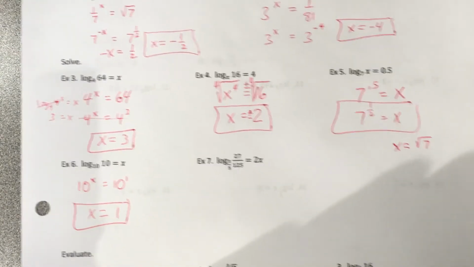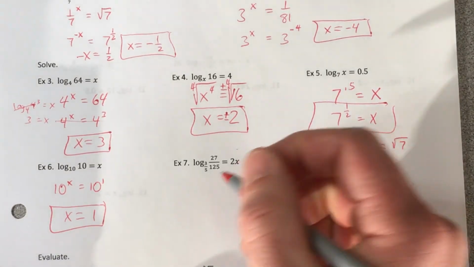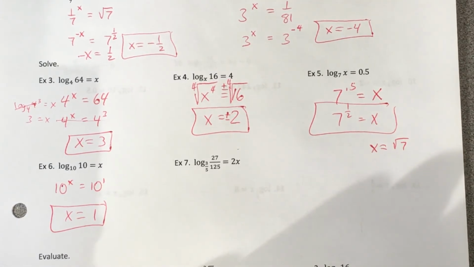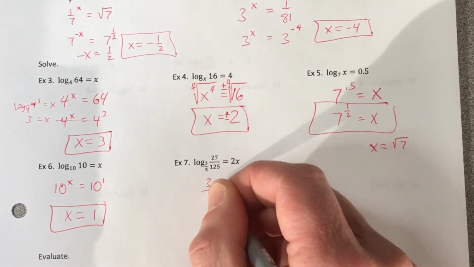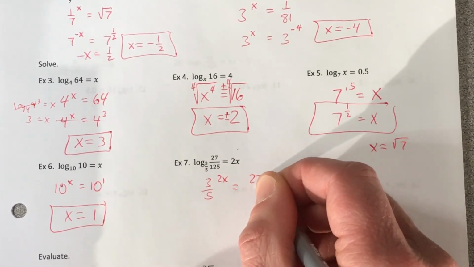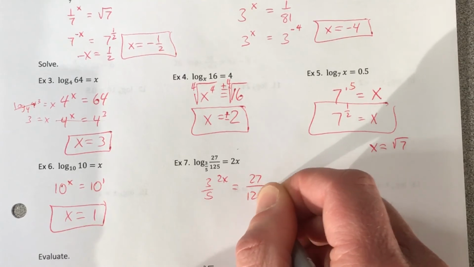And let's do one more together and then we'll call it quits. Well, I mean, I'll call the video quits. I'd appreciate it if you guys would work some practice problems. Let's rewrite 3/5 to the 2x power is equal to 27 over 125.